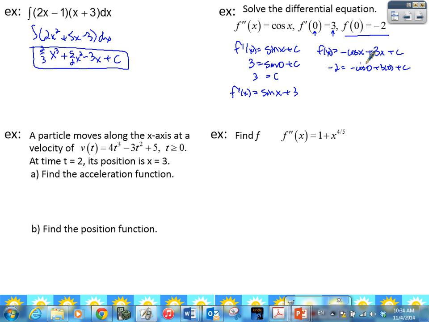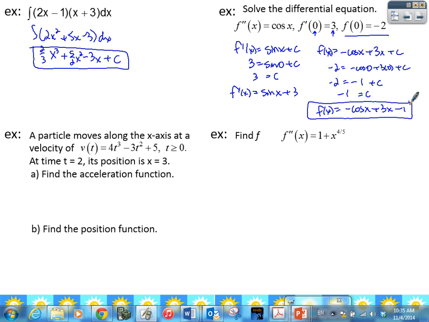Okay. Now here's where it would be a little dangerous to think of it as the y-intercept, because actually cosine of 0 is something. It's not 0, right? So cosine of 0 is 1. So I have negative 2 equals minus 1 plus c. So c is a negative 1. So f of x is going to be negative cosine x plus 3x minus 1. And that's the solution to our differential equation. Okay, is that okay?